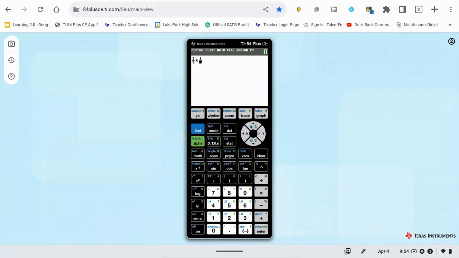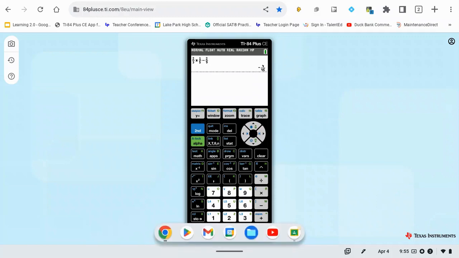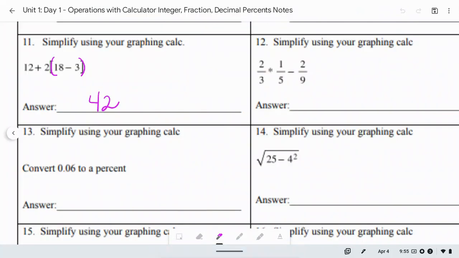Times 1/5, and then hit the right-hand arrow to get out of the fraction, and then minus, and then again alpha y equals enter, 2/9. And then if you hit enter, it gives you your answer as a fraction. So -4/45 would be the final answer here.